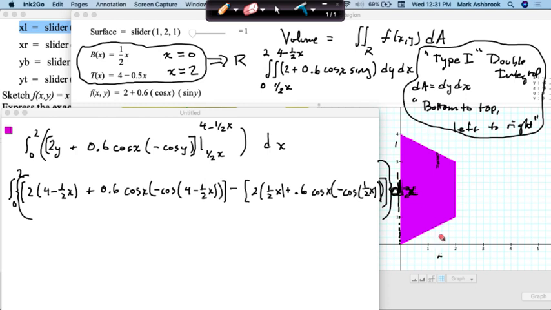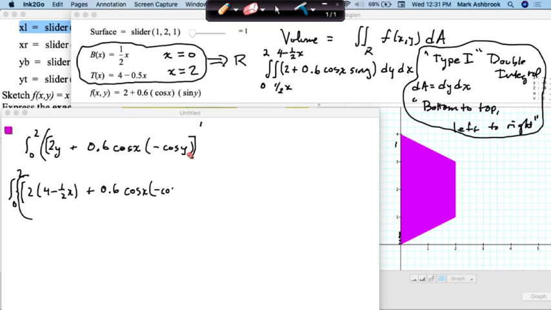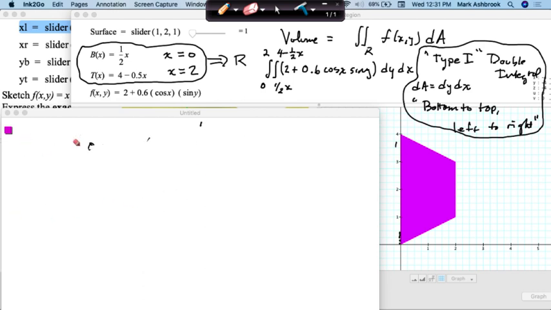Okay, so what would type 2 be then? We have a type 2 double integral. It's going to be dx dy, right? It will be the same function, dx dy. So x goes from what to what? Pick an arbitrary y. x goes from 0 to 2, is that right?